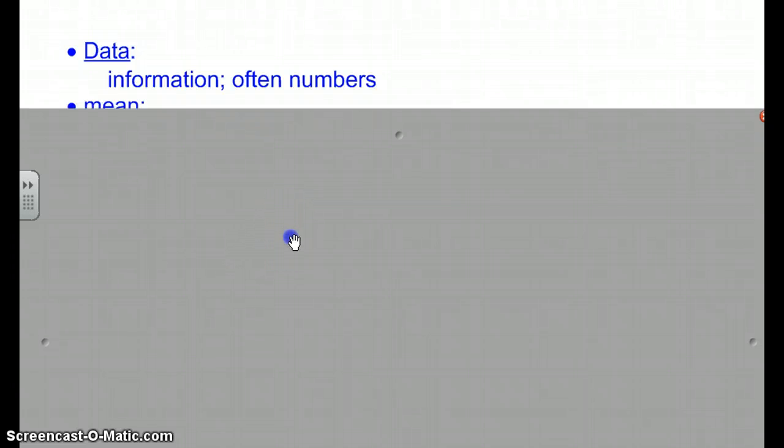Okay, so data. Data is simply information, often numbers that you receive. Obviously in science fair projects, you'll gather data and then you'll use it to draw some conclusions. So today we're going to talk about some ways that we can analyze data, and one of them is to find the mean.